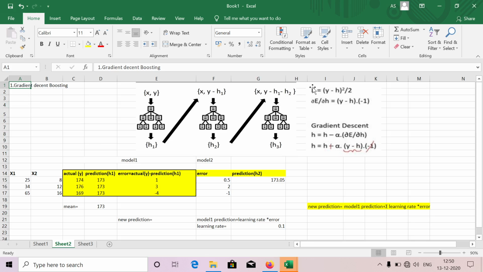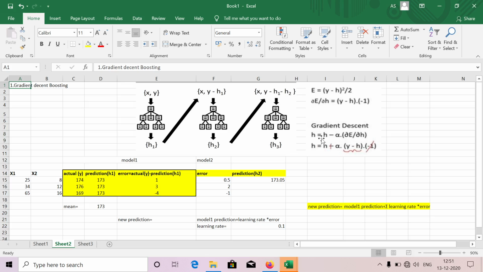This is my loss function equation: e equals (actual minus mean) whole square divided by 2. Here I apply the derivative, de by dh. The derivative of this loss function equals actual minus h, that is actual minus mean, multiplied by minus 1. This is my gradient descent formula.